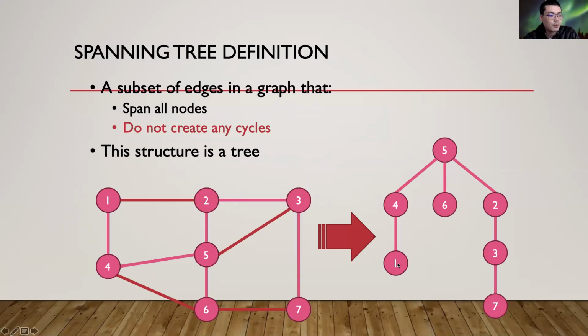So for example, from 1 to 5, the root, there are 2 hops. And from 7 there are 3 hops. From 3 to 5, there are 2 hops. So that's the hop information here.